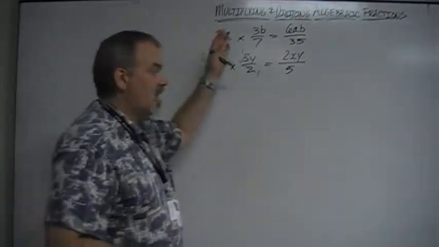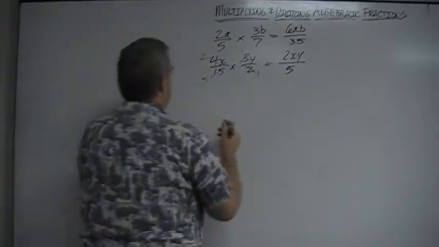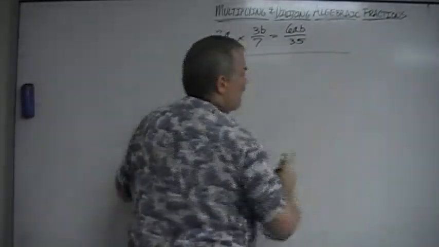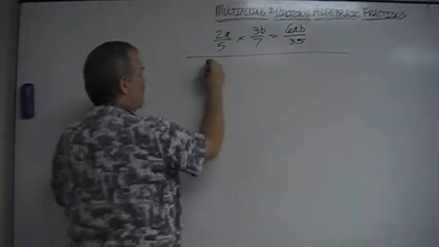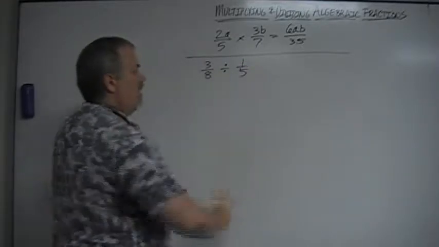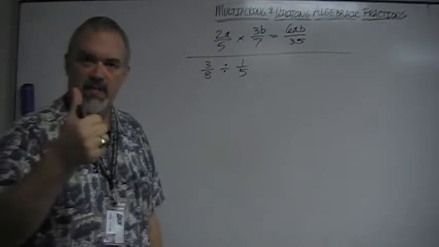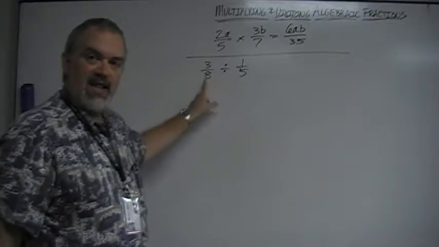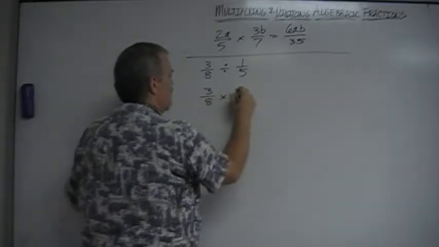Now, that's multiplying. Dividing works the same sort of way. So let's say, for the sake of discussion, that we had a fraction like 3 over 8 divided by 1 over 5. What is the process for those sorts of fractions? 3 words. Flip and multiply. So we flip the second fraction and then we multiply. It becomes 3 over 8 times 5 over 1.